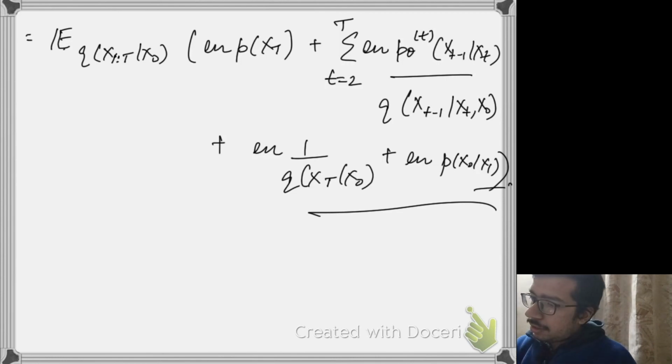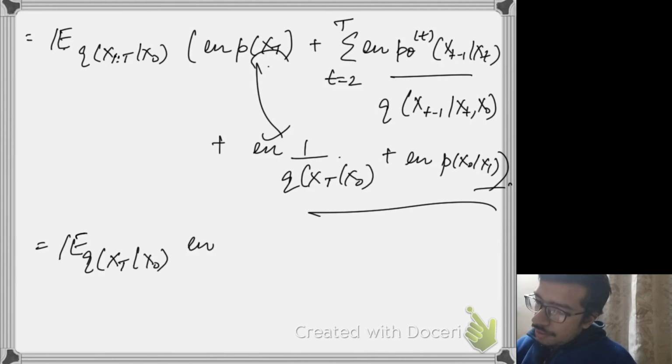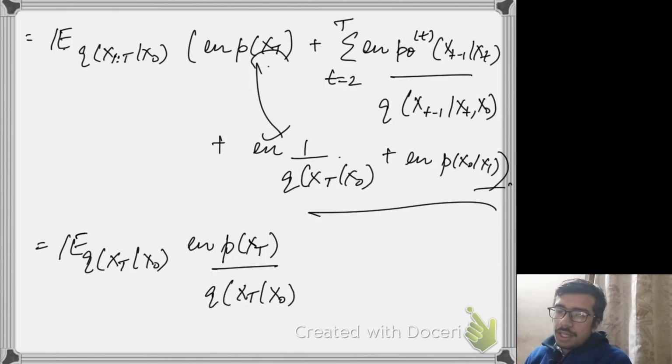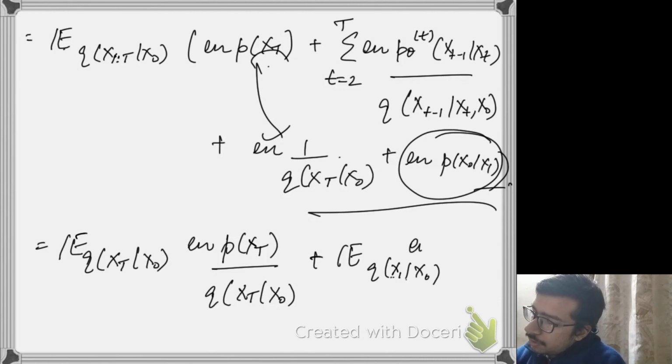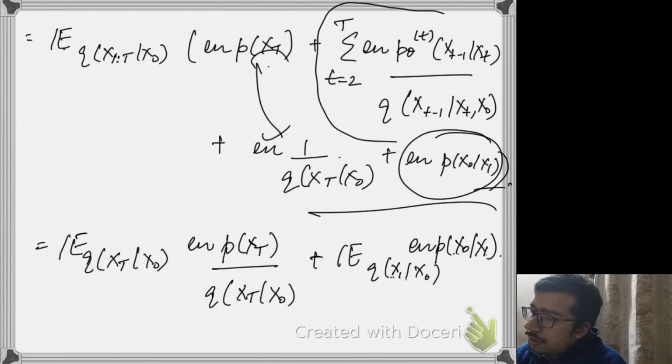And now I just combine these two terms again. If I combine these two terms, I need to take the expectation only over xT given x0, and I have log of p(xT) over q(xT given x0). I also have this term which I consider separately, which gives me the expectation over q of x1 given x0 of log of p(x0 given x1), and then I have all these terms in the summation.